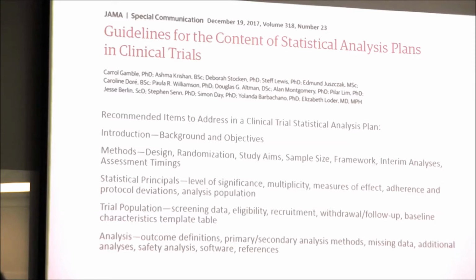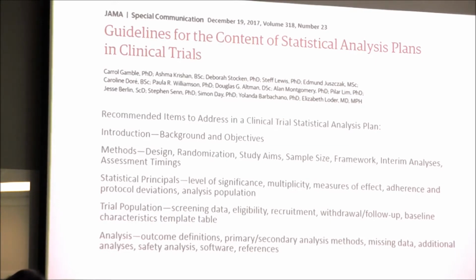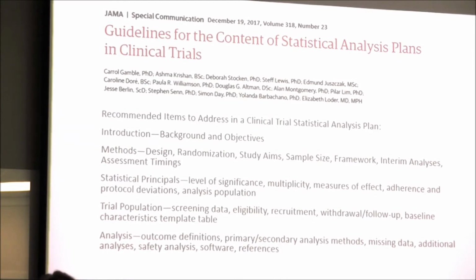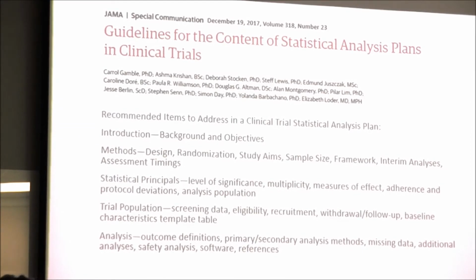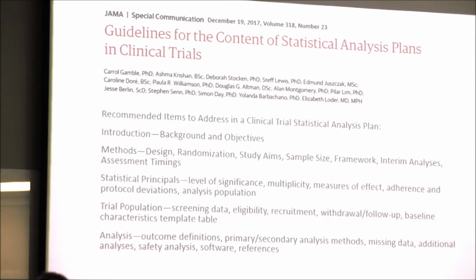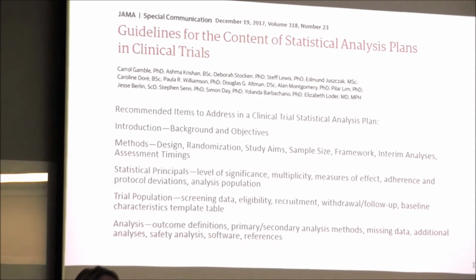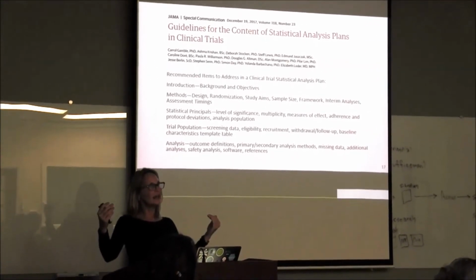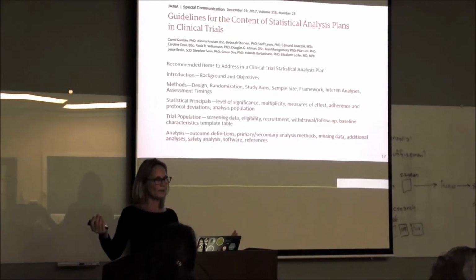Your measures of effect that you're going to use, adherence and protocol deviations, as well as your analytic population. So you've got a target population and you've got an analytic population. You're going to talk about your trial population, your screening data, eligibility, recruitment, withdrawal and follow-up, and then you always want to have baseline template tables. Having template tables is key as well. So you lay out empty tables on how you're going to analyze your data, and at the end of the day, how you're going to write your paper.